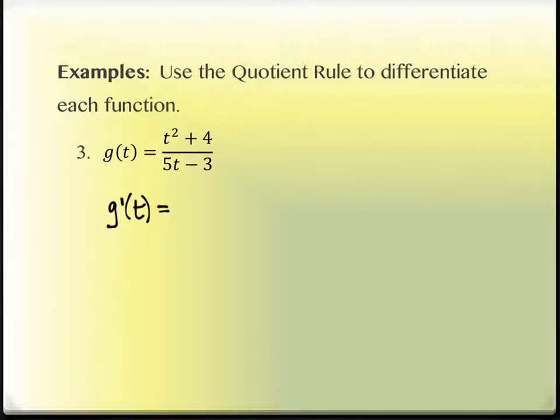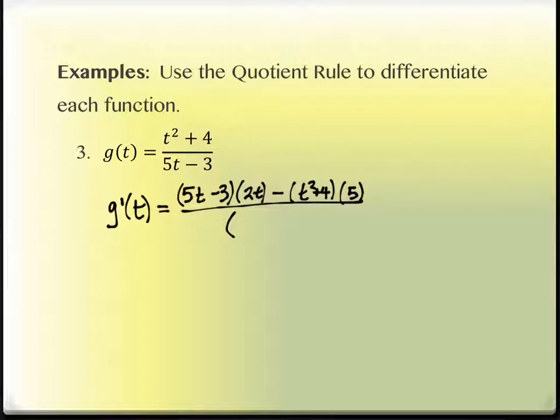So what I start with is I start with the original denominator, 5t minus 3. And I take a derivative of the numerator. So what is the derivative of t squared plus 4? 2t minus the original numerator, which is t squared plus 4, times the derivative of the denominator. What's the derivative of the denominator? What's the derivative of 5t minus 3? 5. And it's all over the denominator squared.